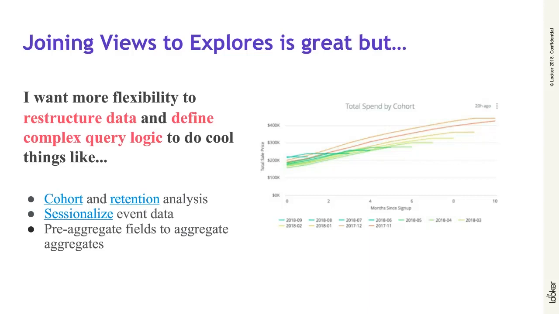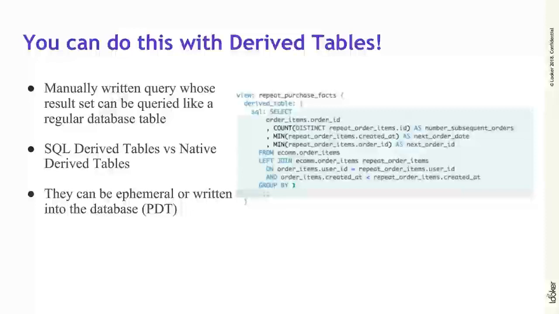Well, there's something called derived tables. These are essentially manually written queries, whose result set can be treated as if it were a regular table from your database, or a regular view from your database as well. If you look on the right-hand side, this is one example of what a derived table may look like. You'll recognize the view definitions.